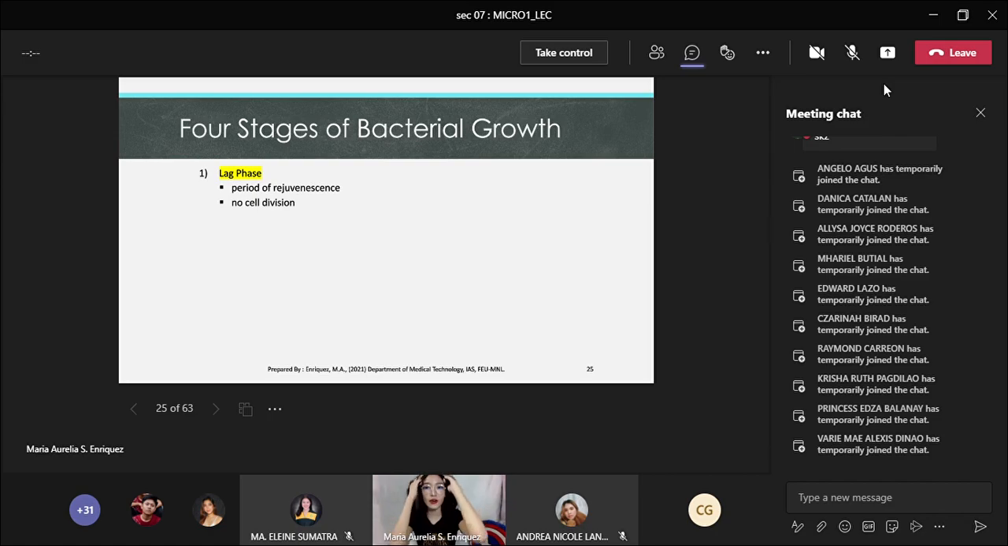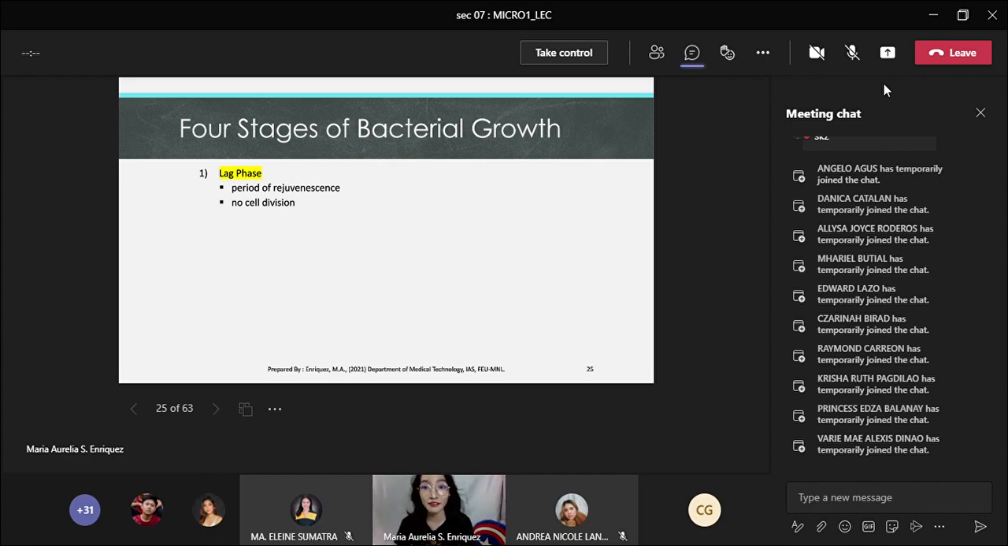Okay, now that we know those terms, let's discuss the 4 stages of bacterial growth. So first is the lag phase. Okay, the lag phase or the period of rejuvenescence. Okay, so during this time, no cell division would occur, 0. Okay, so the bacteria is still adjusting into its new environment. Okay, so may adjustment period din pala yung mga bacteria.